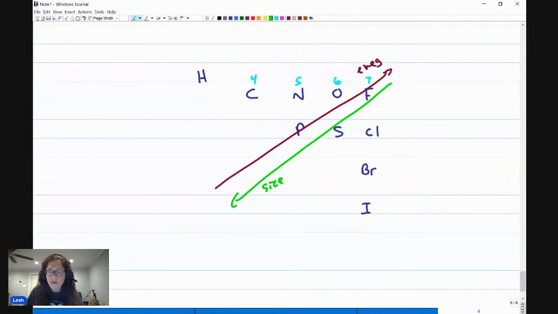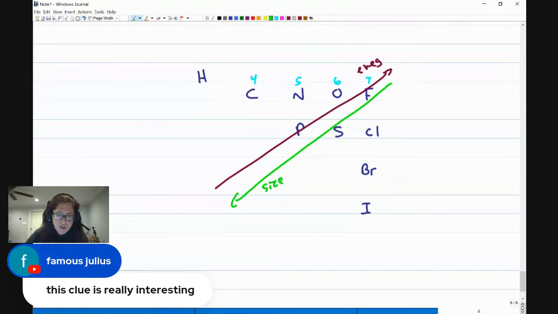If you have not memorized it yet, let me know in the comments. Do you commit to memorizing them as early as tonight? Julius, which clue specifically?